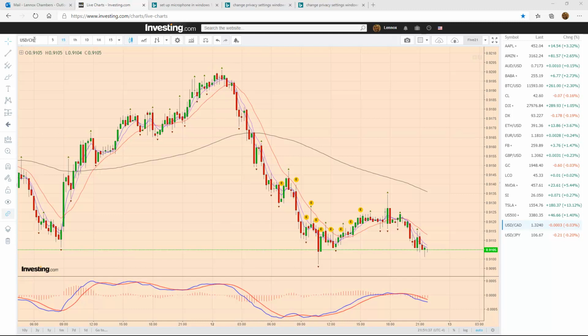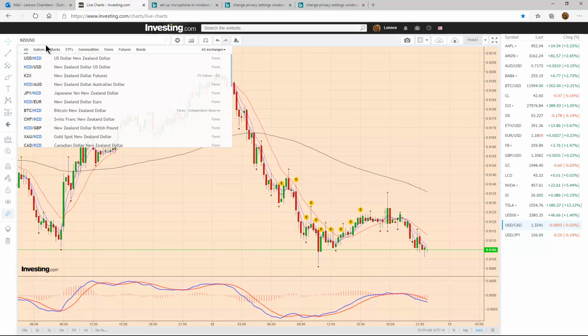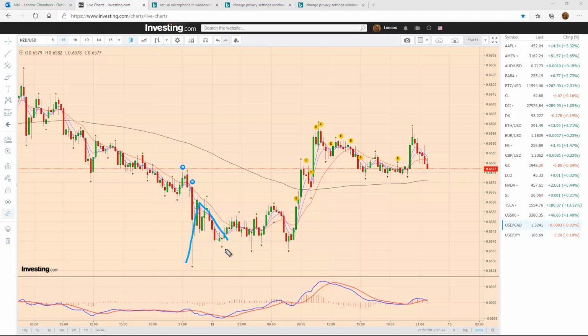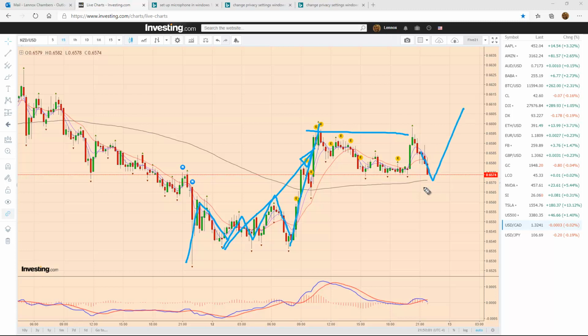So beautiful setups. Also, New Zealand. This one was the one I liked the best of them all, and it was at this point here, and the expected move was to the upside. And of course, it did a little bit of a jig, but it did eventually make the move. And the expected move now would be again to the upside once this plays out at this point here. Also, you can see that New Zealand US dollar didn't do as well as, say, Aussie US dollar or Euro US dollar.